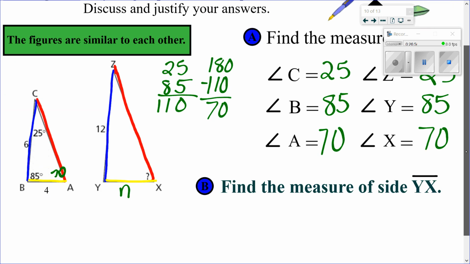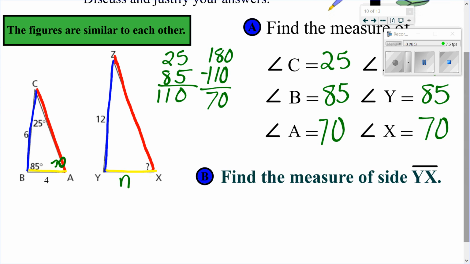How do we solve this? We have to set up a proportion. Well, I could see the blue to the blue, yellow to yellow. So 6 is to 4. I'm doing blue, yellow. And 12 is to N. Now we're going to do cross products.